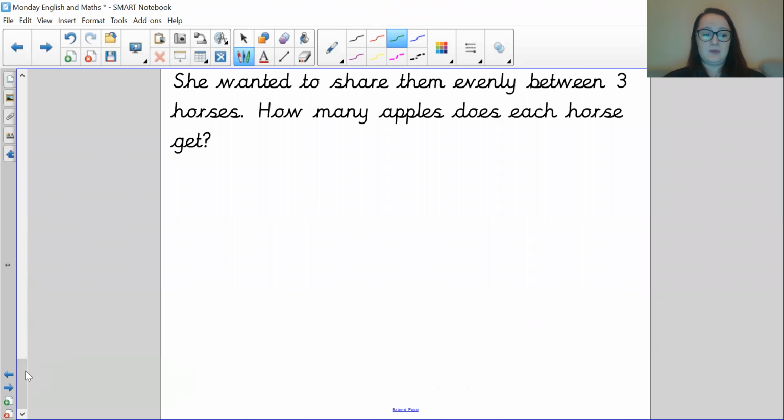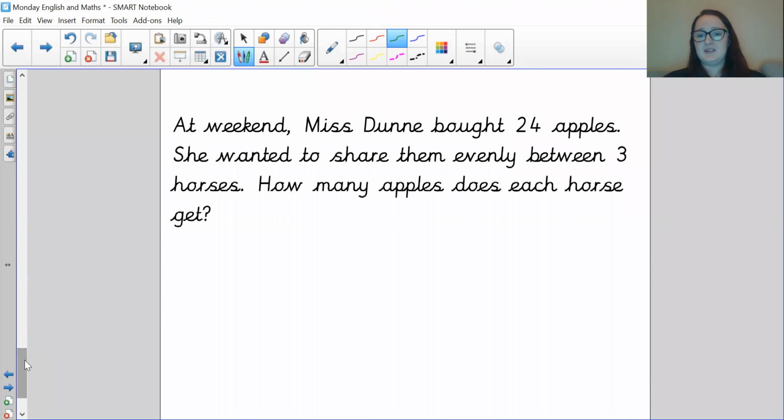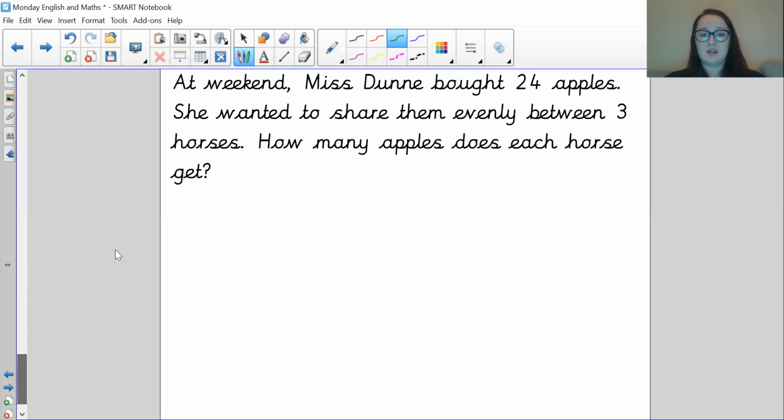So, went a bit crazy then. At the weekend, Miss Dunn bought 24 apples. She wanted to share them evenly and equally between 3 horses. I was super kind to these horses, weren't I? How many apples does each horse get? Now, what I can do is I can see how many times 3 goes into 24, or I can do the same method that I did above. So by sharing that way.